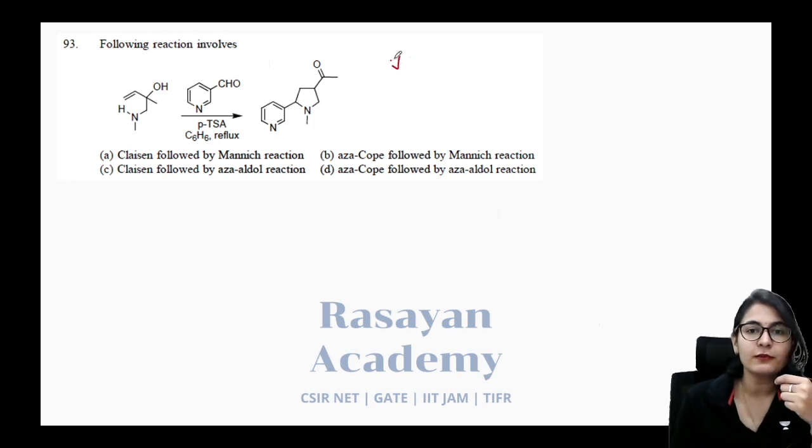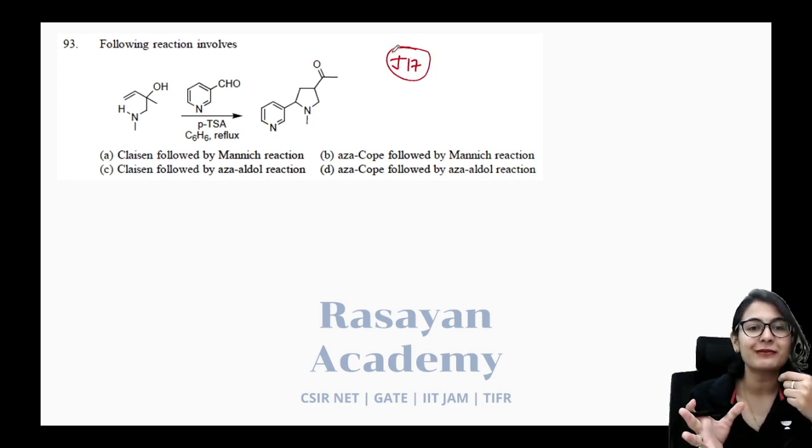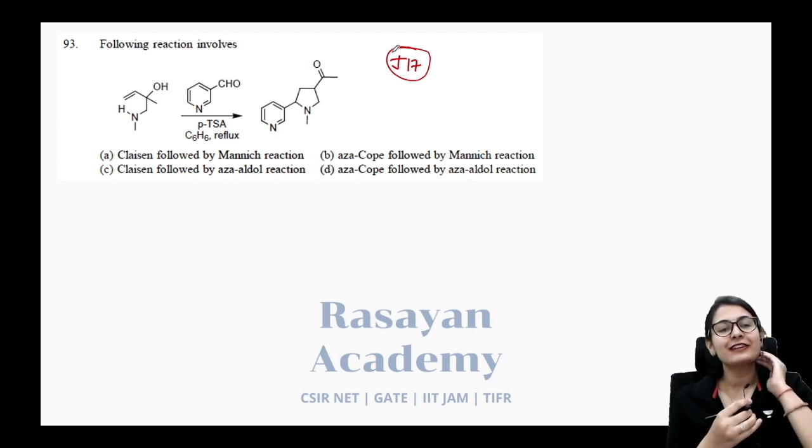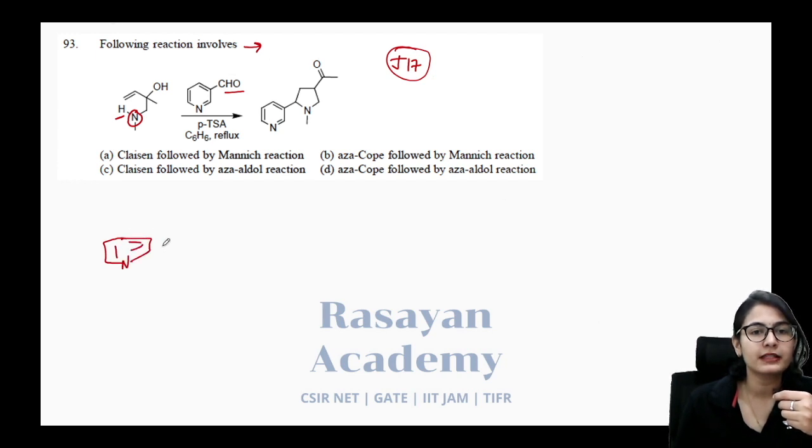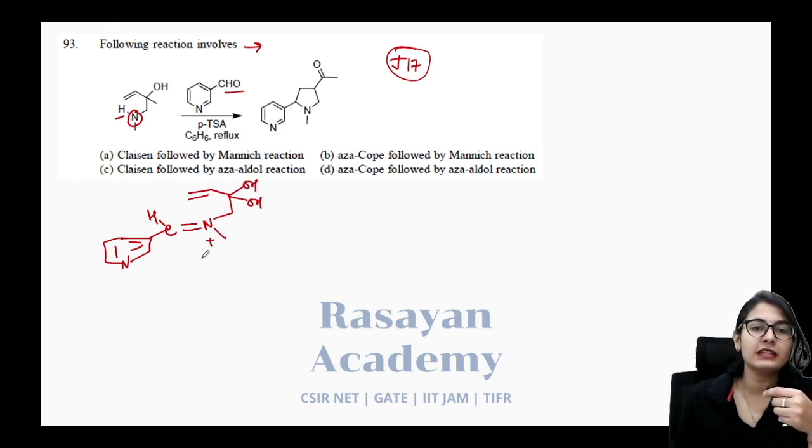Another name reaction from June 2017. Okay, so a mixture of name reaction and pericyclic. All right, so the following reaction involves, see what you are going to do over here, an aldehyde and a secondary amine. This is a secondary amine, only one proton could be lost. So first of all, you are going to make the iminium ion. Here you are making the iminium ion. This is your iminium ion.